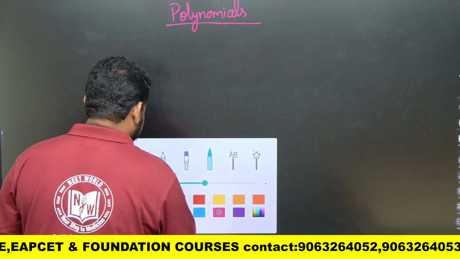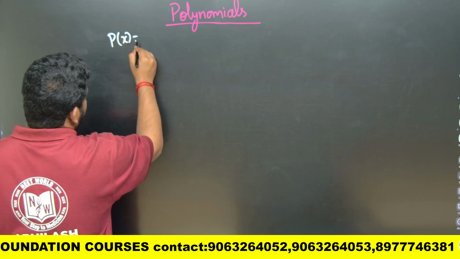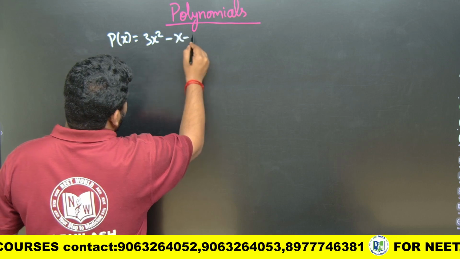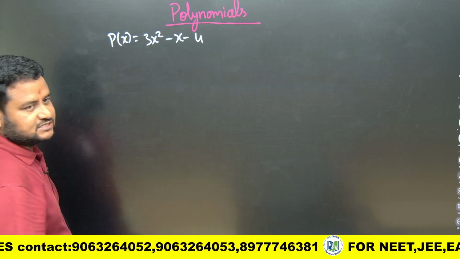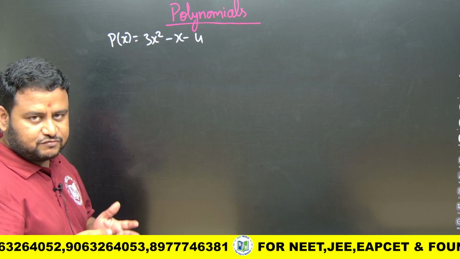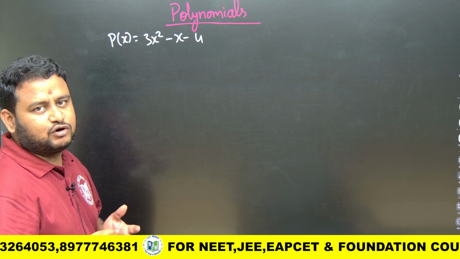I hope you remember, the question that was given is p of x is equal to 3x square minus x minus 4. For this we have to find the zeros of the polynomial and verify the relation between zeros and coefficients.